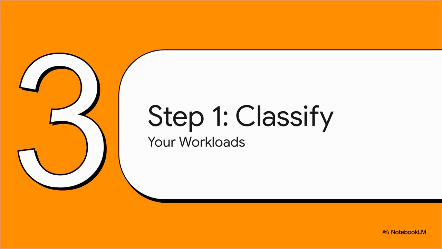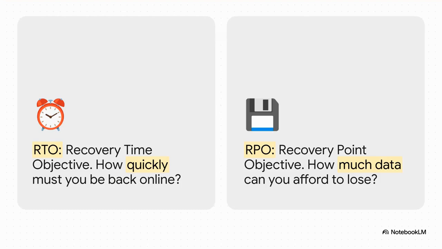Okay, great in theory, right? But how do we actually do this? Well, it all starts with step one. We have to classify our workloads. We need to take what we learned from that business impact analysis and turn it into clear, actionable tiers that our tech teams can actually work with. And to do that, we use two super important metrics. You've probably heard of them: RTO and RPO.